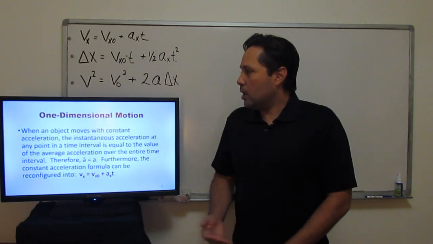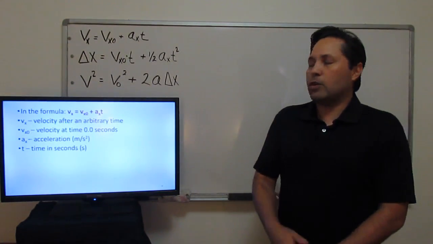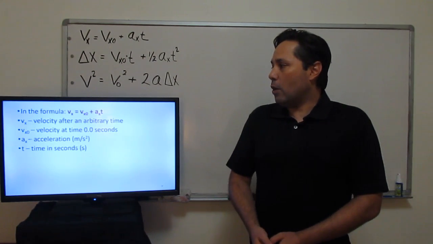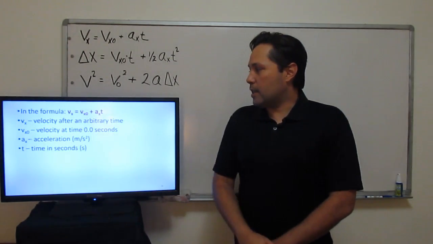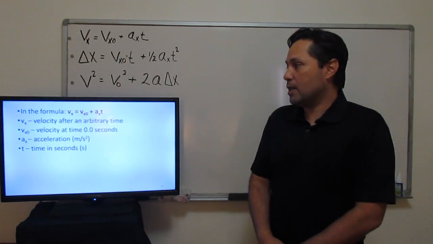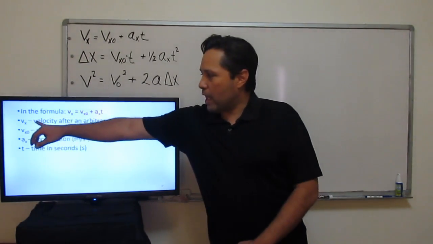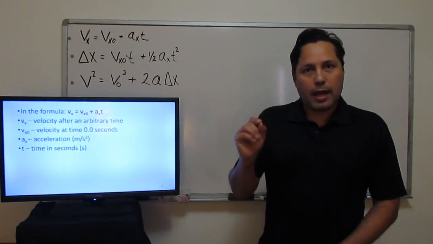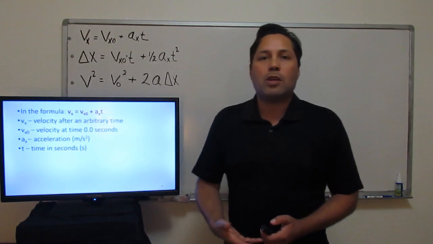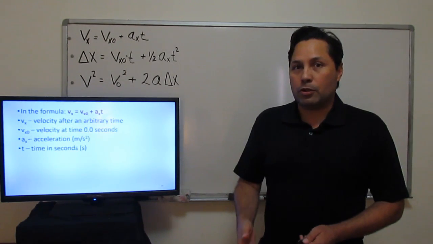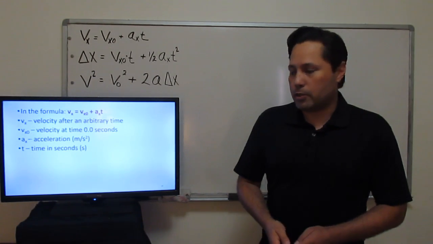In this formula, the values are as follows. Vx will be the velocity after some time has gone by. Vo is velocity at time 0. A is the acceleration measured in meters per second squared, and t is time measured in seconds. Here I have them for the x-axis, which is why you see x in all of these: velocity in the x-axis, and acceleration in the x-axis. Some of the problems we'll be looking at, particularly in free fall, are going to be on the y-axis, so those will be replaced by y's.